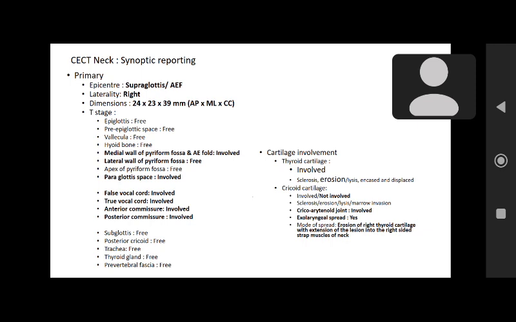There was thyroid cartilage erosion. Cricoid cartilage, however, was not involved. Cricoarytenoid joint was involved, and there was an extralaryngeal spread through the thyroid, as well as erosion of thyroid cartilage, which led to extension of the lesion into the right-sided strap muscles of the neck.